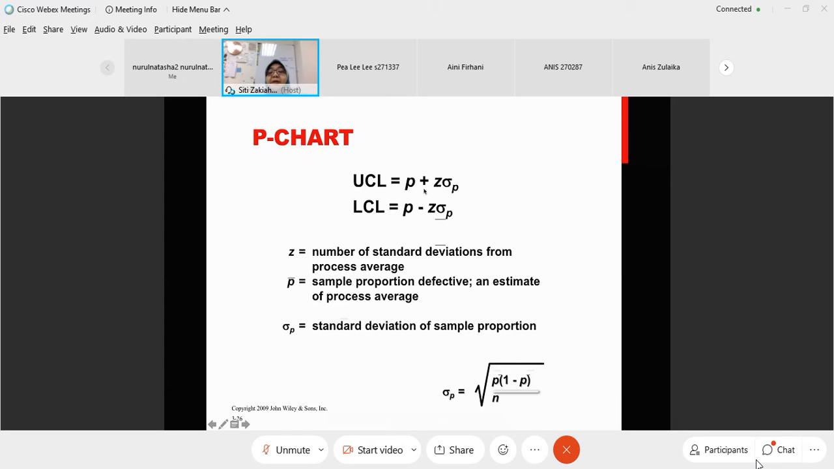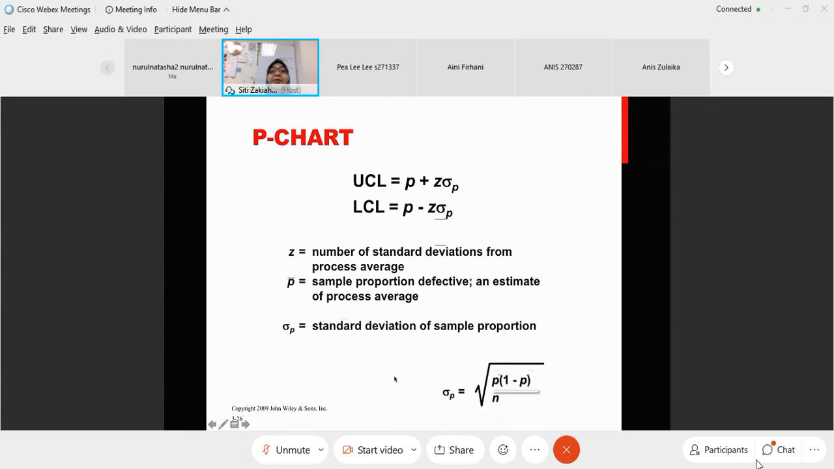P bar, all of these have a bar. I don't know why it disappeared. P bar is the sample proportion defective, right? Because P is a percentage, that means it's a proportion and an estimate of the process average. And sigma P is the standard deviation of the same proportion. So the formula for sigma P is the square root of P bar times 1 minus P bar, divided by N. Yeah, N is the sample size.